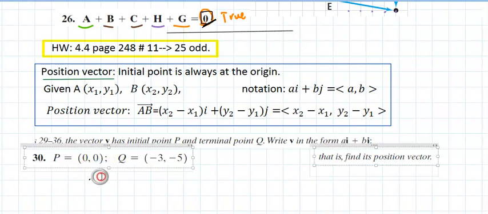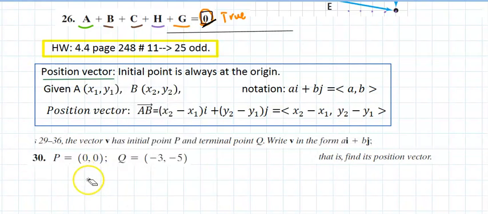Okay, we're continuing on where we left off last time. So we stopped right there. I want to talk about what a position vector is. A position vector, its initial point is always at the origin.